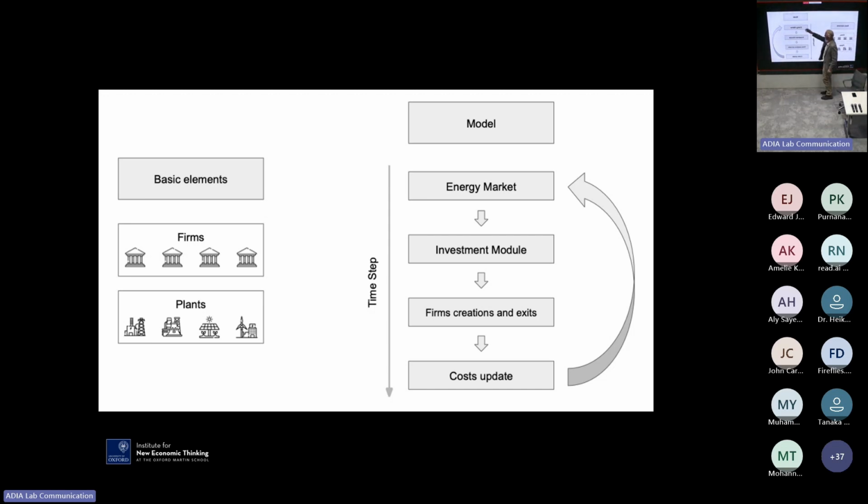Again, we have an energy market, we have an investment module, we model creations and exits of firms, we update the cost of technologies, and we go around the loop.